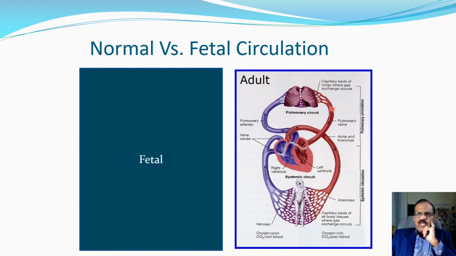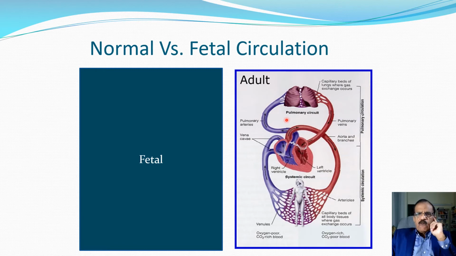This oxygenated blood, coded in red, is brought to the left heart through the pulmonary veins. From the left atrium, it goes to the left ventricle, and then through the aorta it goes to the various parts of the body, including the brain. Then it gets deoxygenated, becomes blue, and is brought back through the inferior vena cava and superior vena cava to the right atrium, and then to the right ventricle. Then through the pulmonary artery, it goes to the lungs for oxygenation again.